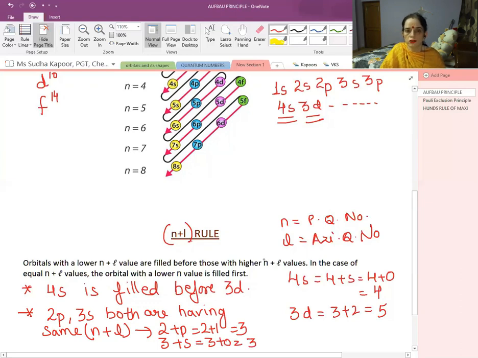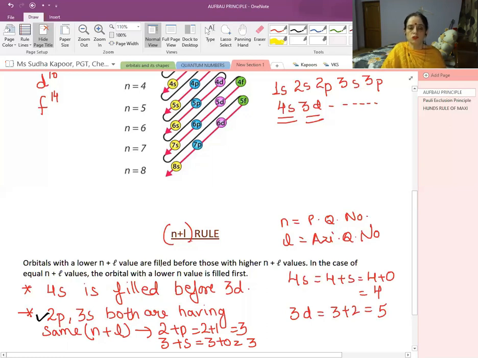Now, which are we going to choose? The rule says that the one which has the lower n value has to be filled first. So we are going to fill 2p before 3s. So this is a very simple n plus l rule, which helps in finding out which orbital has to be filled first. The lower n plus l value has to be filled first.